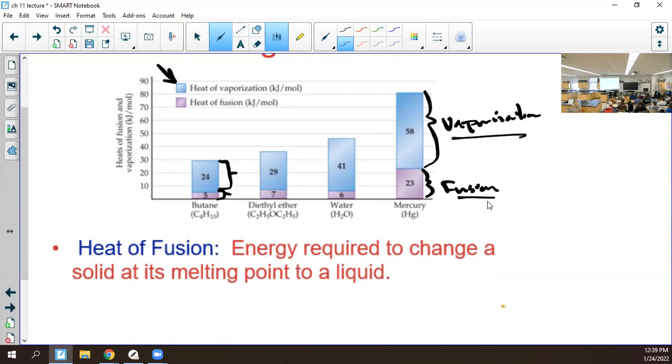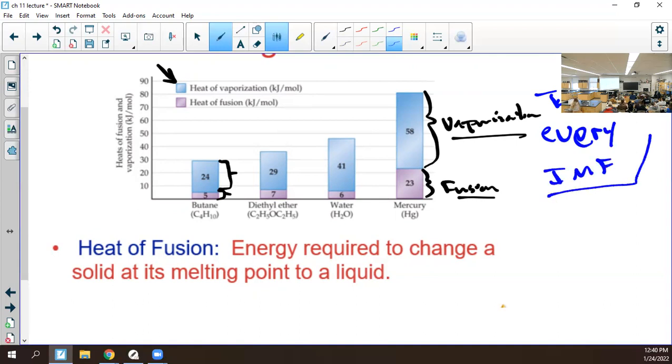So you move them faster, that's true, but they're moving faster from solid to liquid also. And break apart every intermolecular force. Think about what vaporization does. It takes a liquid and turns it into an ideal gas. So it takes much more energy to break every intermolecular force.